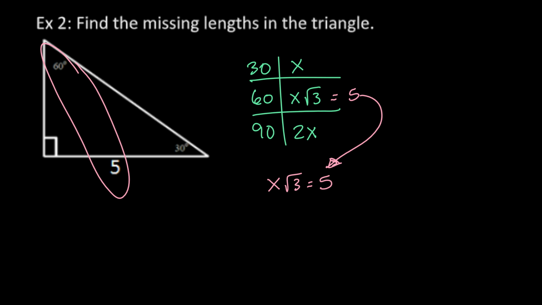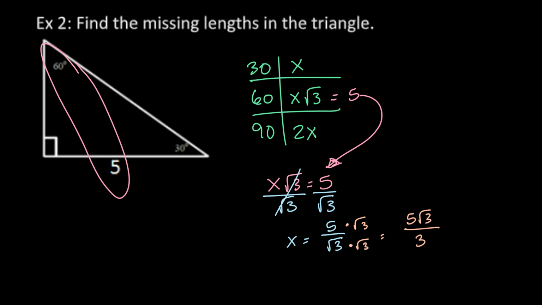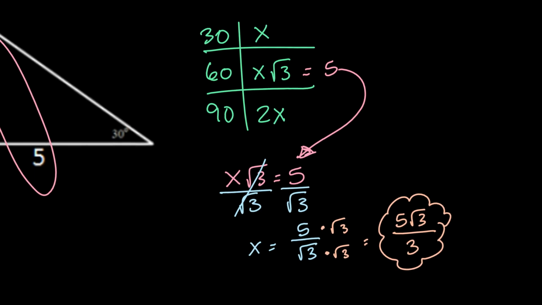So, how can I get that square root 3 off of the x? Divide by the square root of 3. Now, is this mathematically correct as it is right now? No. Again, how do we get the square root 3 out of the denominator? Yes, multiply both the top and the bottom by square root 3. So we have 5 square root 3 over 3. So this means that x is 5 square root 3 over 3. There is no more simplifying I can do here.